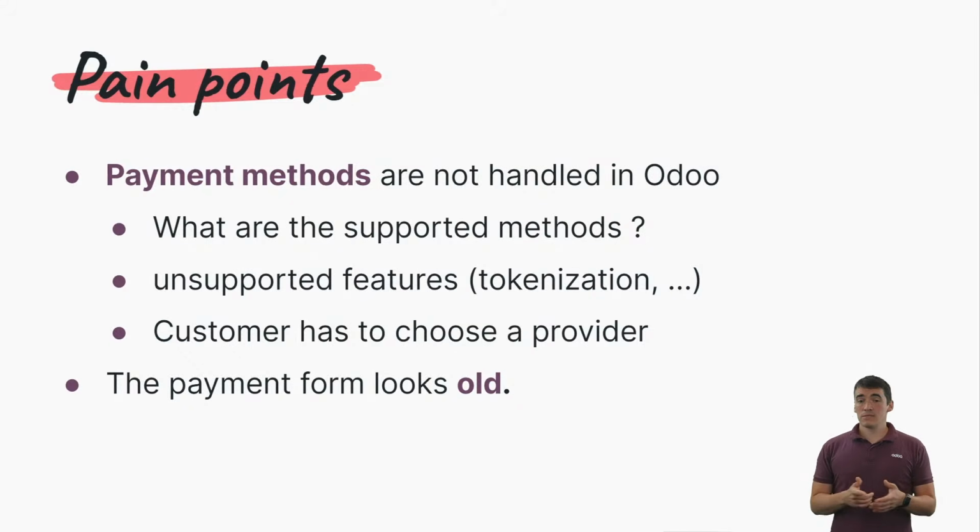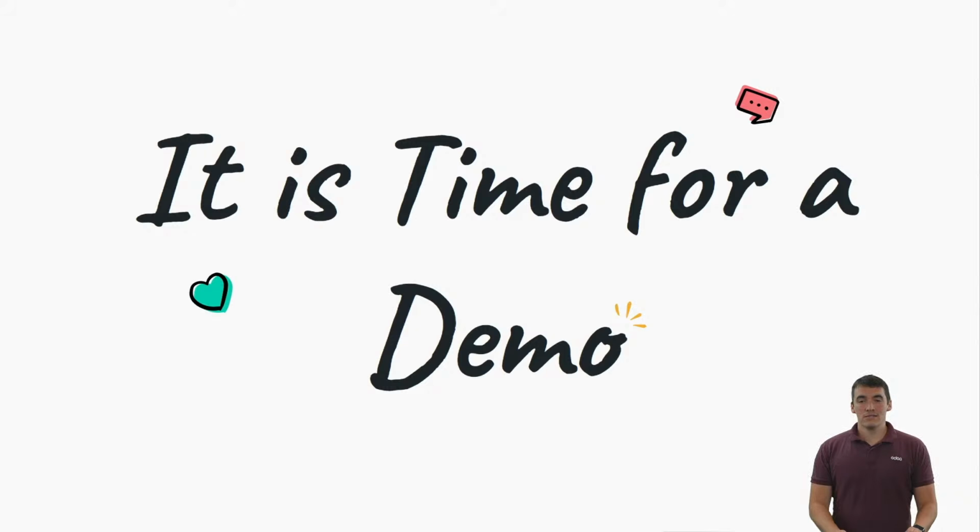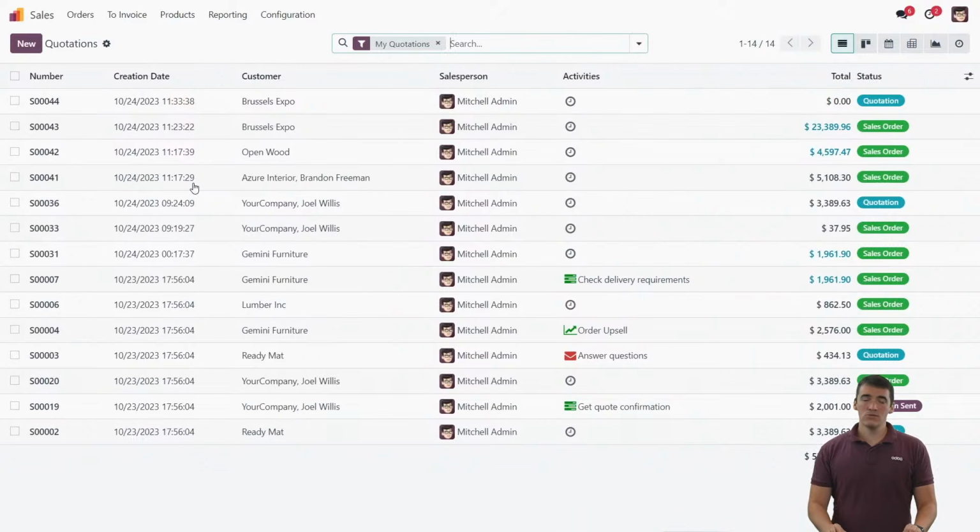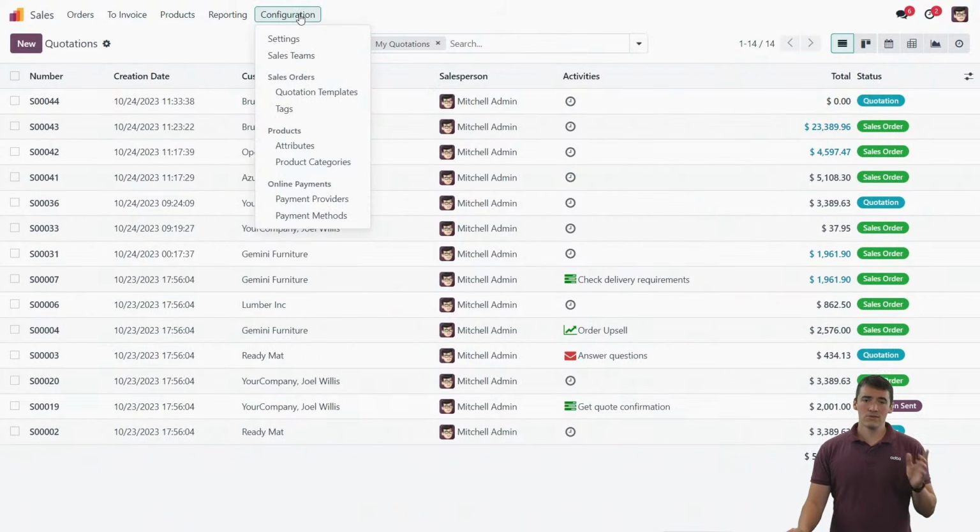And also the last problem is that in the payment form, the customer had to select a provider and not a method. And it's not very clear for them. So again, there was some workaround to do that, but it was difficult to handle, and we wanted to make it easier. The final point is that we considered that the payment form was not really beautiful, so we wanted to work on that too. So let's go back to Odoo and see how this can be configured now.